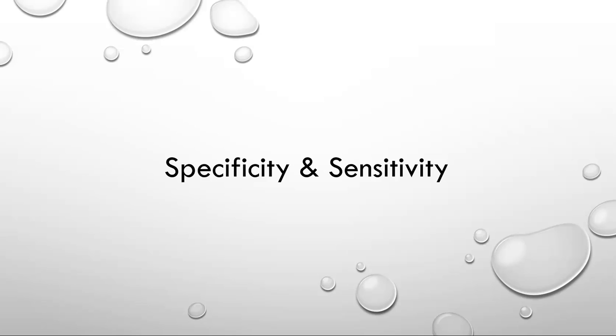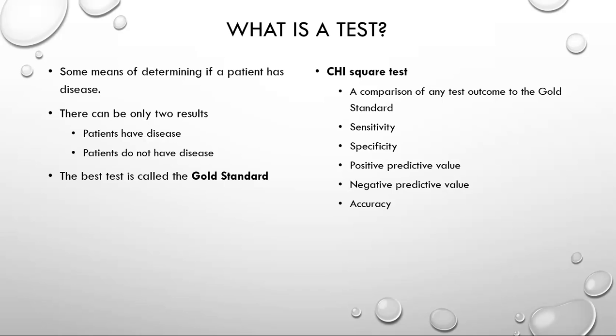One measure of quality assurance between different labs is the specificity and sensitivity of the exams. What the specificity and sensitivity tells us of our exams is whether or not we are finding disease. So we have to ask ourselves, what is a test? We're going to utilize the chi-square test in order to determine our sensitivity and specificity.